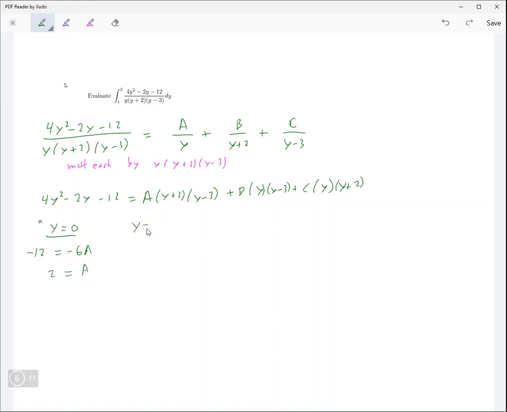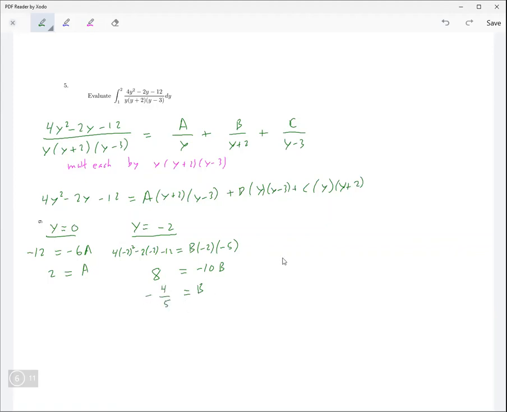And then if I set y equal to -2, then these two terms get wiped out. And over here I have what? 4 times -2 squared minus 2 times -2 minus 12. And on the right-hand side, I just have the b. -2 in here, I'll put -5 in there. So that's -10. B equals, what is that, 4 times 16 minus 16 plus 4 is 20, minus 12 is 8. Oh dear.